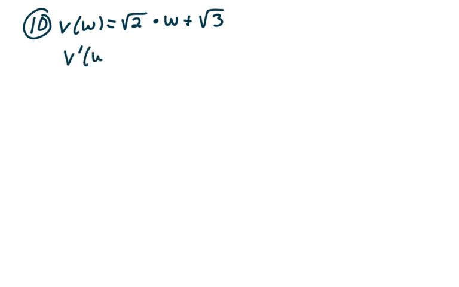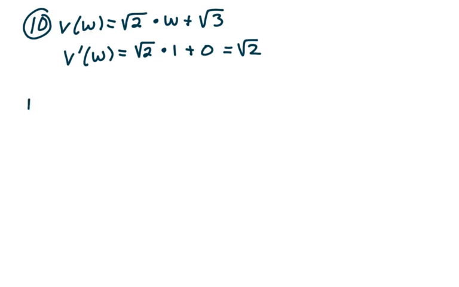Let's take a look at 10. On number 10, we have v of w is the square root of 2 times w plus the square root of 3. So if I take the derivative, right, I get square root of 2 times 1 plus 0, which is the square root of 2. And we're done.